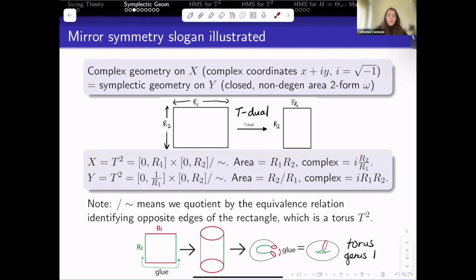So hopefully that provides some kind of motivation to make it believable why the complex geometry and symplectic geometry should be mirrored to each other under this T-duality. Any questions about this T2 example and exchanging the two geometries? Okay.